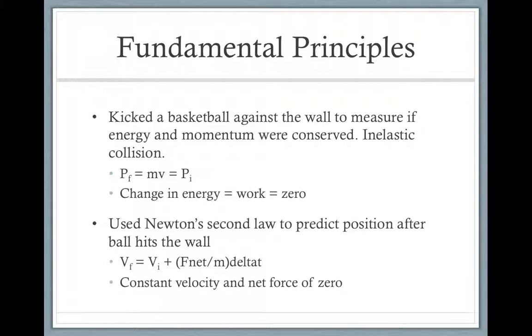Newton's second law states that V final equals V initial plus F net divided by the mass times the change in time. We were able to use that and put it in a loop in the code to predict the position and therefore predict the change in energy. I found that there was a constant velocity and net force of 0. Also, the momentum principle states that the momentum final was equal to momentum initial, and I'll show you why.